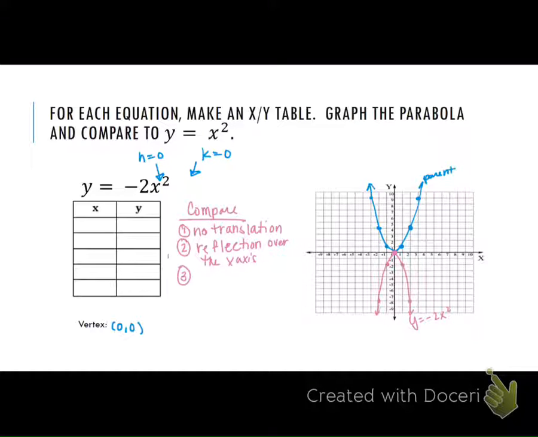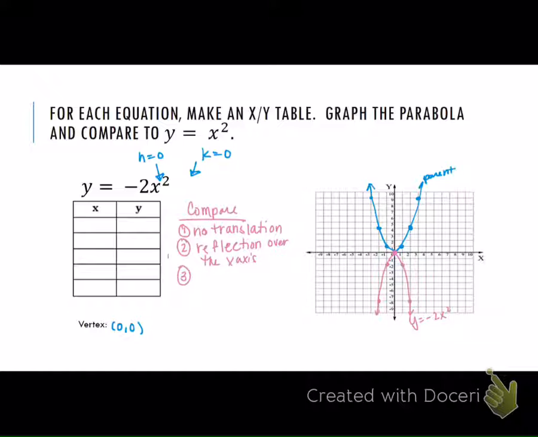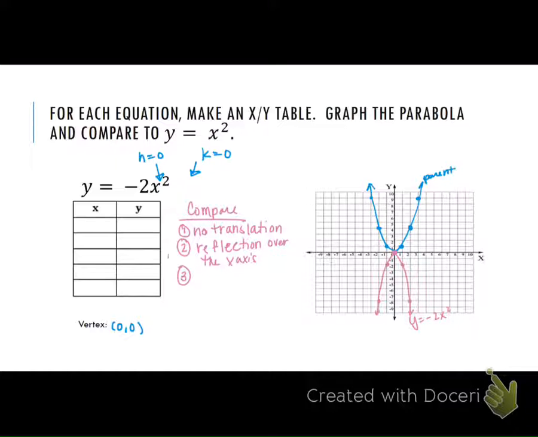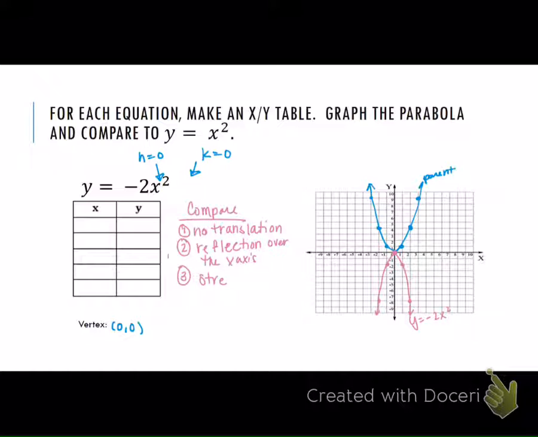Is this one stretched or compressed? It's stretched. We're multiplying by 2. You're taking your height and multiplying by 2, but keeping the same width. So that's stretching it. You kind of ignore that negative there. So it stretches by a factor of 2.